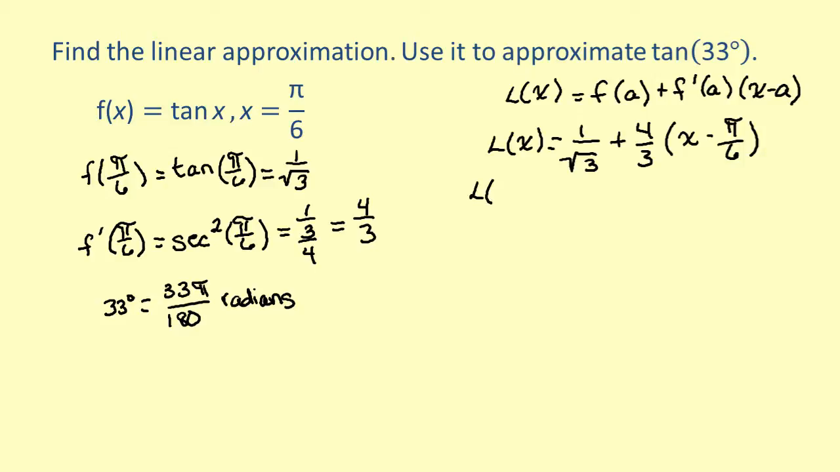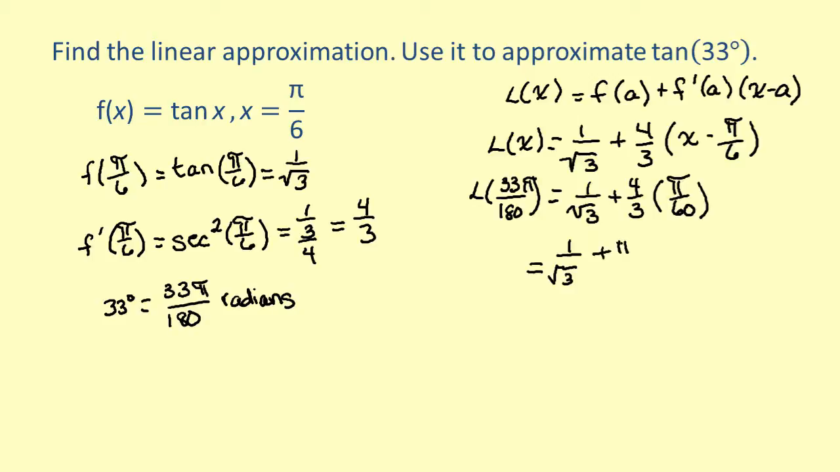This gives us L of 33 pi over 180 equals 1 over the square root of 3 plus 4/3 times pi over 60. We simplified here, since 33 pi over 180 minus pi over 6 is equal to pi over 60, so let's just write pi over 60 in the parentheses here. We can then simplify this to be L of 33 pi over 180 equals 1 over the square root of 3 plus pi over 45.